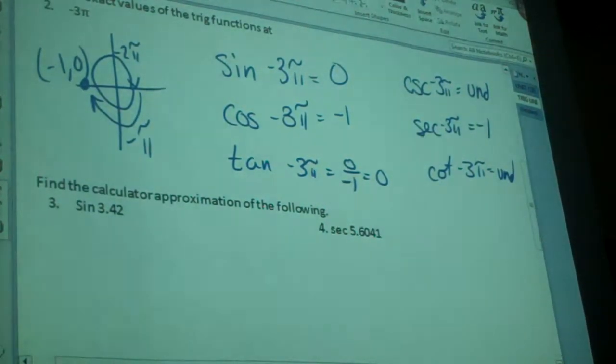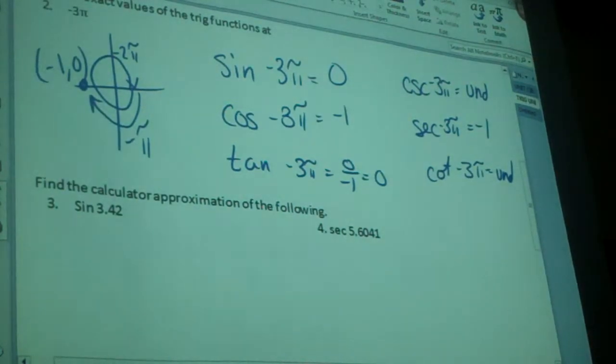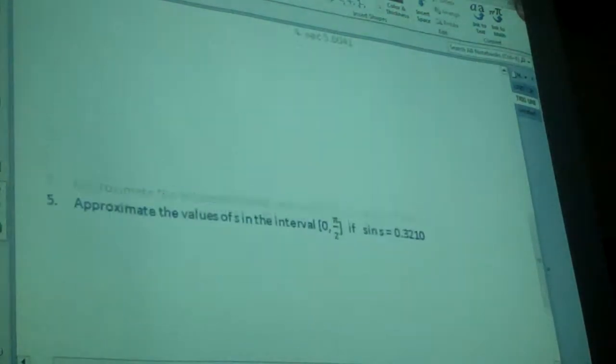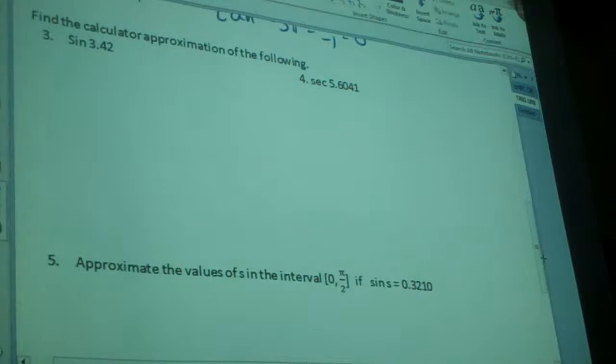Okay, calculators out. I think this is the last one we'll talk about today. It says find the calculator approximation of the following. Sine of 3.42. Is this in radians or degrees? Does this look like radians or degrees, Jack? This is in radians, okay? So let's make a note here.